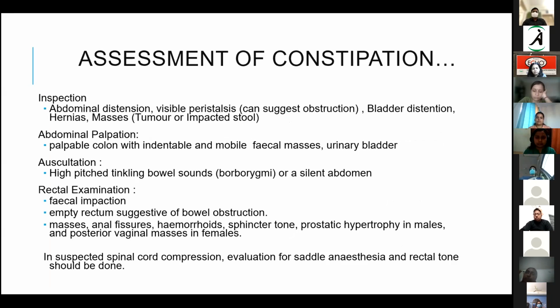So when we assess, and mainly when you're doing a physical assessment, it helps to have an inspection to see for any abnormal masses, visible bladder distension, hernias, and there could be impacted feces. So abdominal palpation will lead you to find out whether there are any palpable fecal masses or distension of the urinary bladder. Bowel obstruction is quite easily identified clinically by the type of sounds.